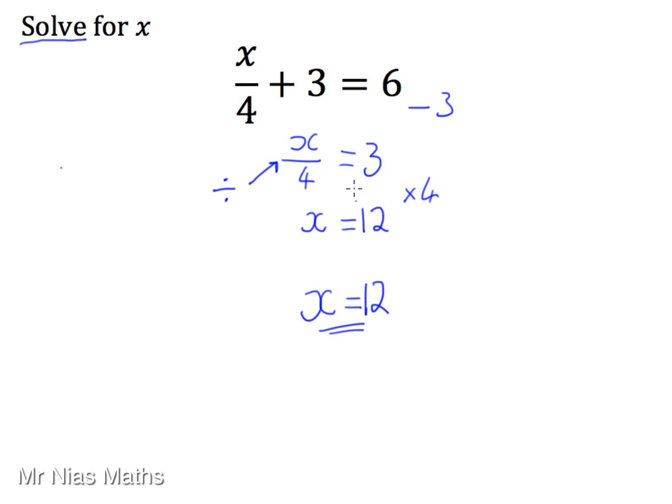And I can check this lastly by putting 12 into my original equation. So if x is 12, I've got 12 divided by 4 is 3, plus 3 equals 6. It's correct. So that is correct. X equals 12.